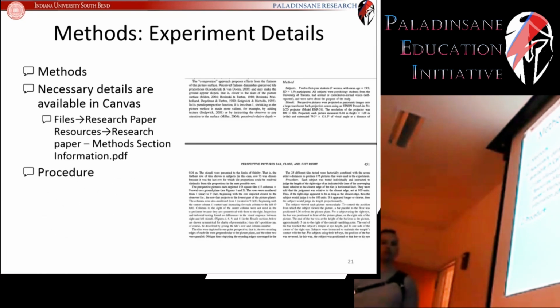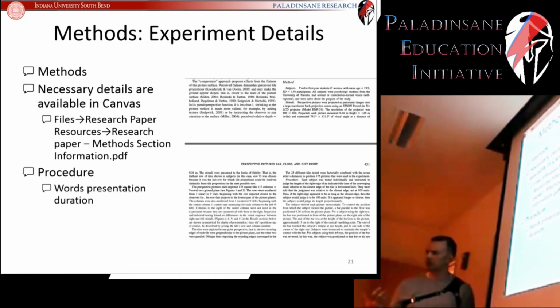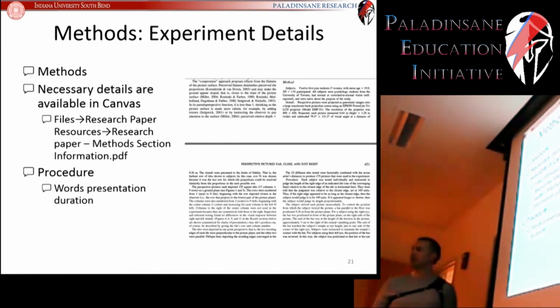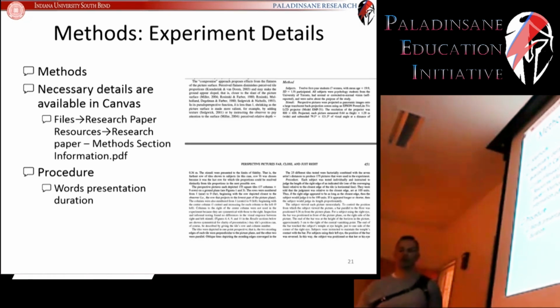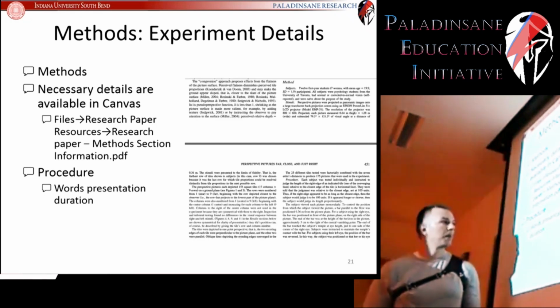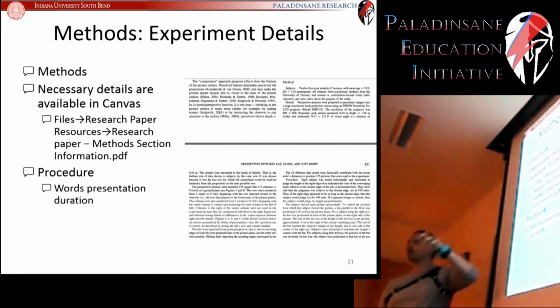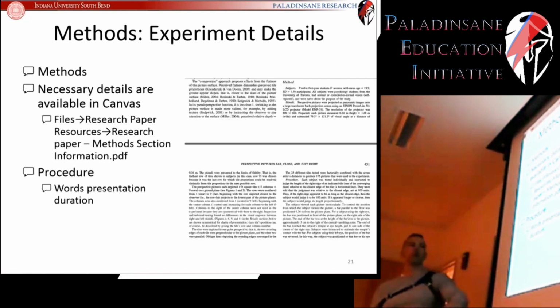All right, and then the procedure. So for the procedure, we need to know, how do we use all of these ingredients? How do we put all of this together? So we presented 15 words. There were 15 words per list. How long were the words presented for? Those details are available. They were presented for 2 seconds per word.